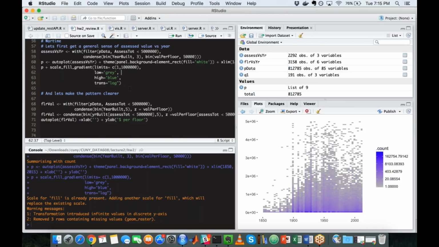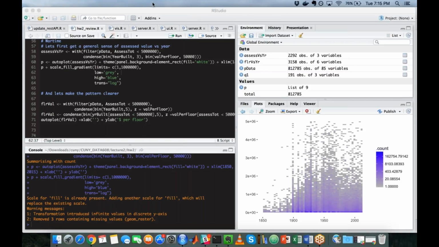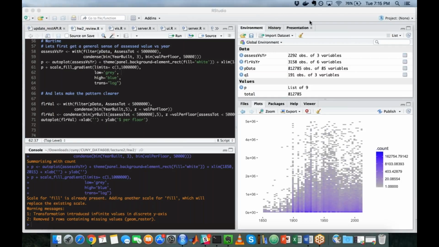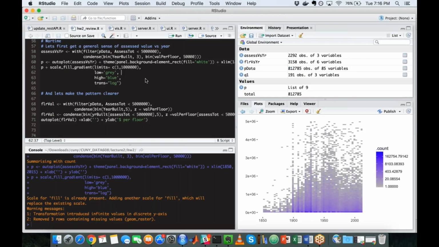I don't have any prepared right now, but I'll try to get an example or two of people who looked at it more discretely. So basically, this is looking at just assessed value over time, overall. Let me move this GoToMeeting here. So this is a heat map of assessed value, where we have assessed value per floor, and we're looking at years over here.